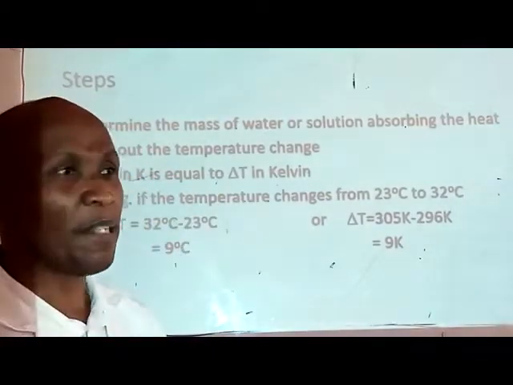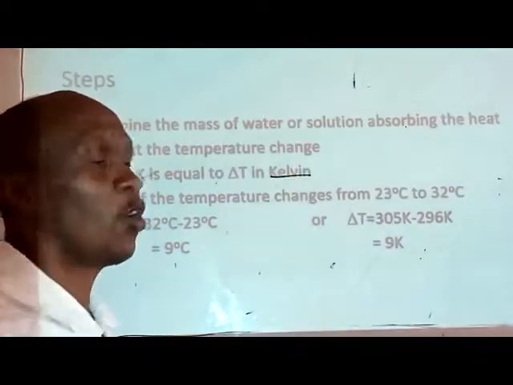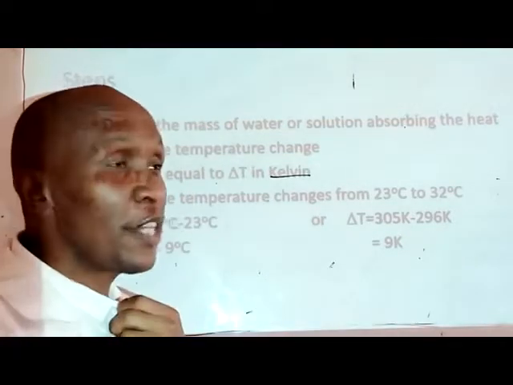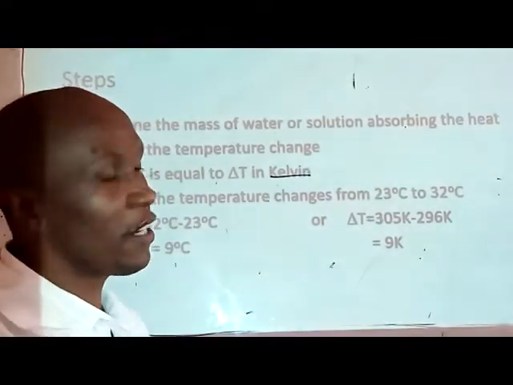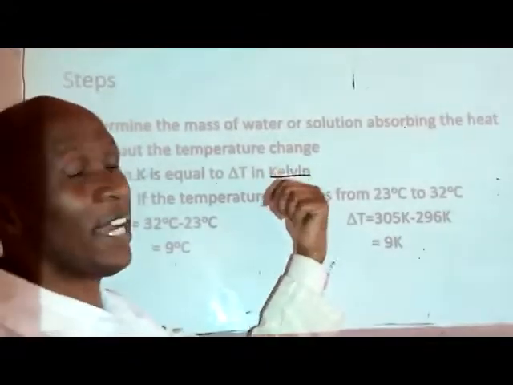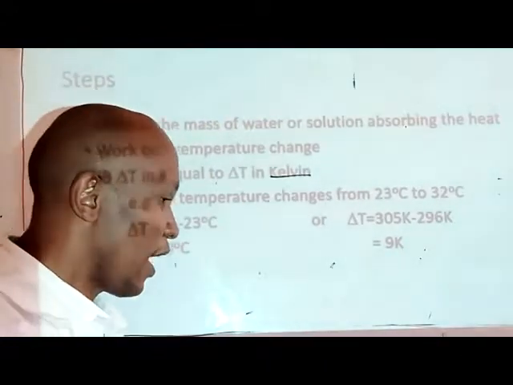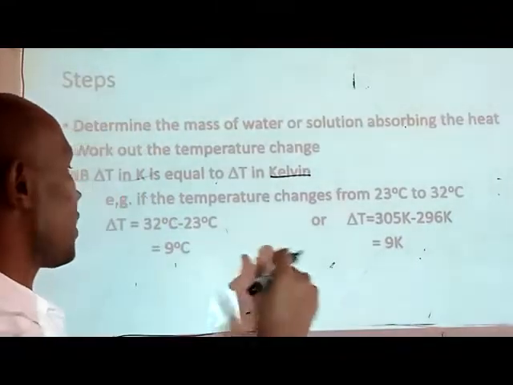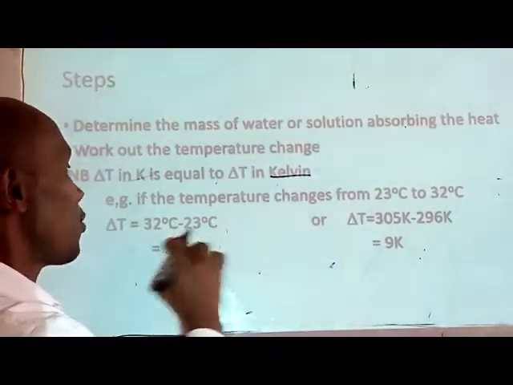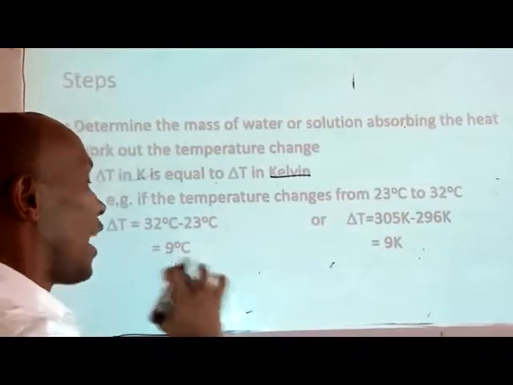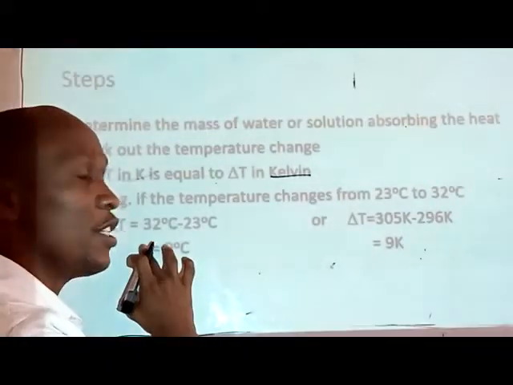But note that the temperature change shall always be given in Kelvin. That is a convention. The temperature change should be given in Kelvin. But the temperature change in Kelvin is always equal to the temperature change in degrees Celsius. I have seen some students making mistakes by first subtracting. Like if the temperature changes from 23 to 32, that is a 9 degrees Celsius change in temperature.